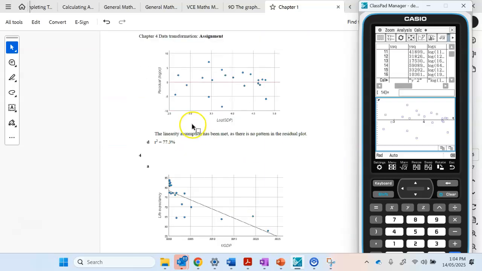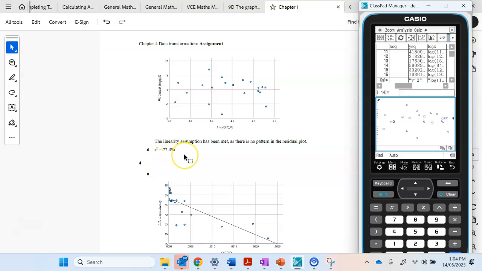Here's our residual plot. So remember, we put the residual on the y-axis, and you can see it's randomly scattered. So it says the linearity assumption has been met as there is no pattern in the residual plot. And then we've got the R squared value, all right, which we calculated.